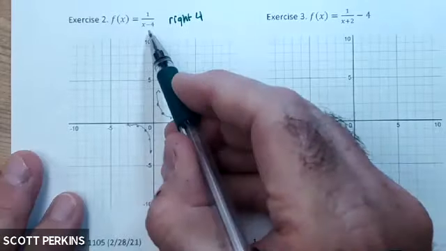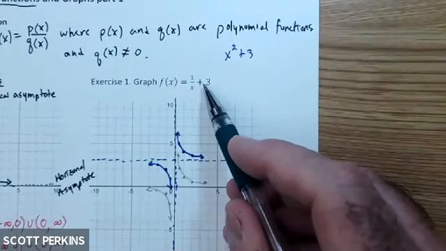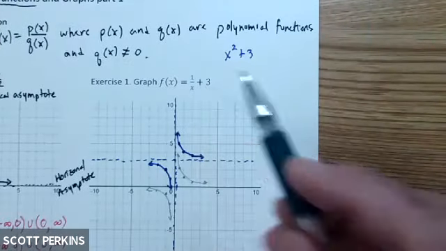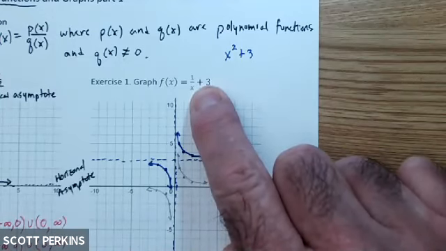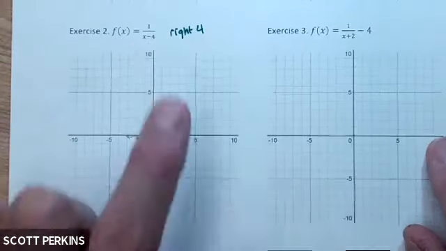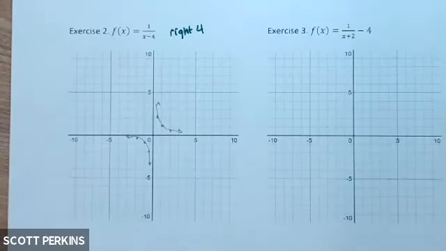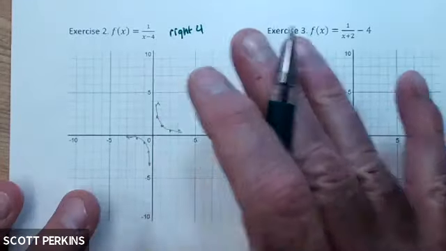This -4, it's in a different place than the +3 was up here. So I hope you can see the difference. This +3 is off to the side. That's what tells me it's going in the y direction. This -4 is right on the x. That tells me it's the left and right decision. So since it's x -4, that tells me to go right 4.